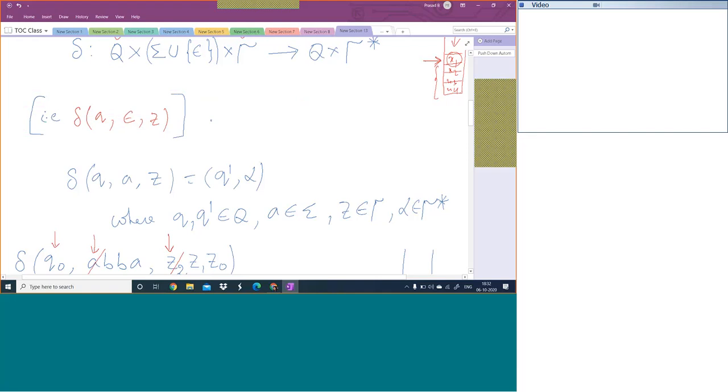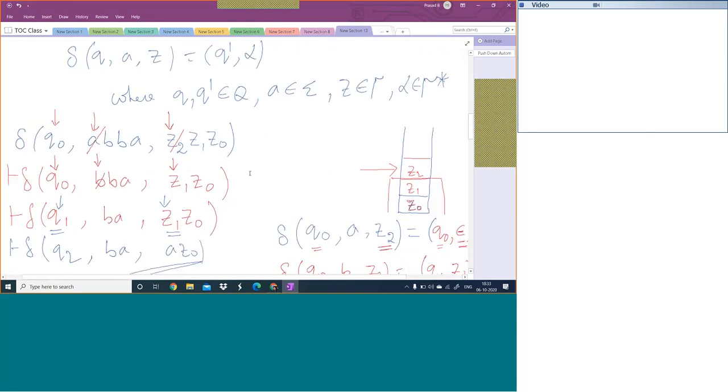Such moves are called null moves. So here we have seen the complete structure of the PDA. What happens in every transition? What is an ID? What is an initial ID? What is a null move? We have completed all this.